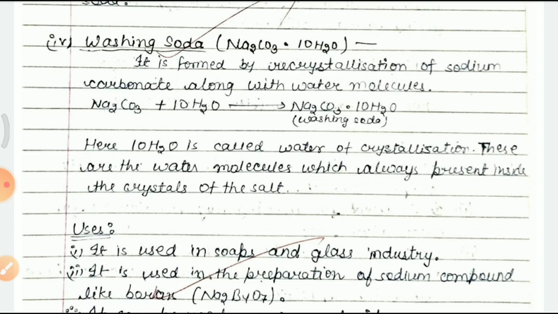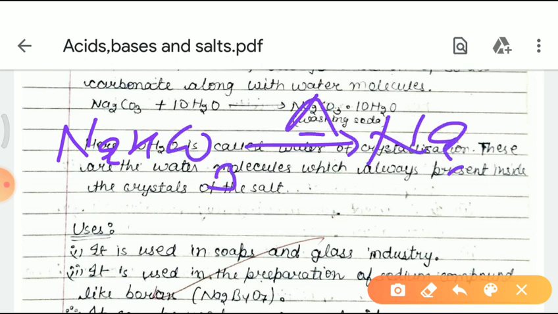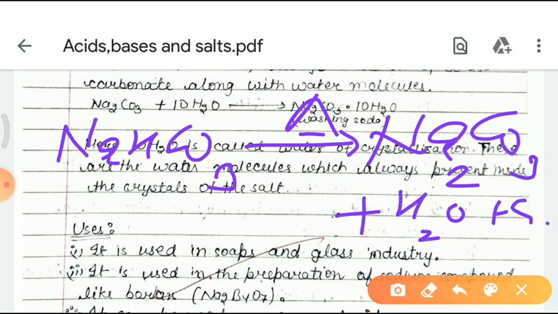From the discussion of yesterday's class, we came to know that whenever sodium hydrogen carbonate is heated, at that time Na2CO3 or sodium carbonate is formed, along with H2O plus CO2. So whenever baking soda, or sodium hydrogen carbonate, or sodium bicarbonate is heated, sodium carbonate is formed.